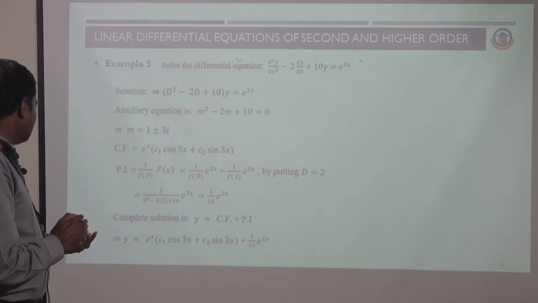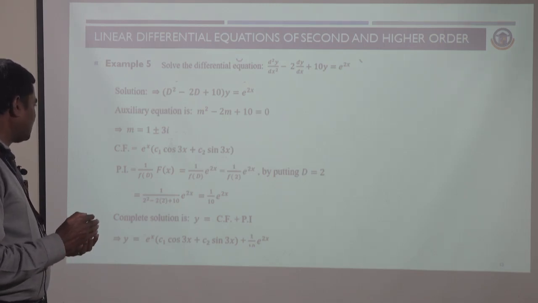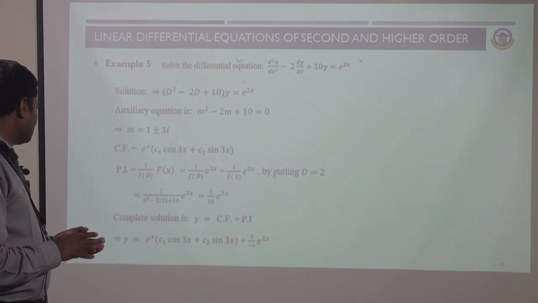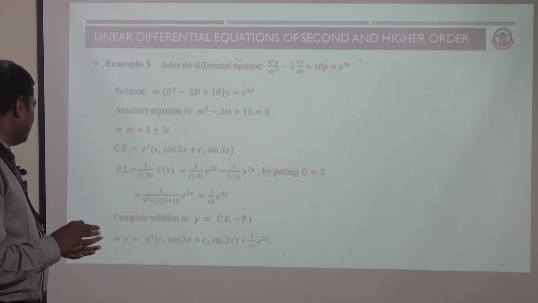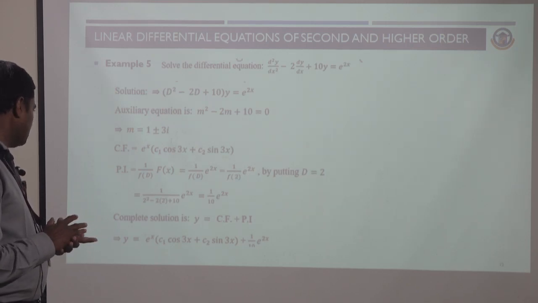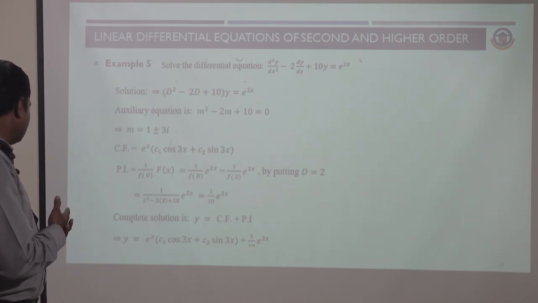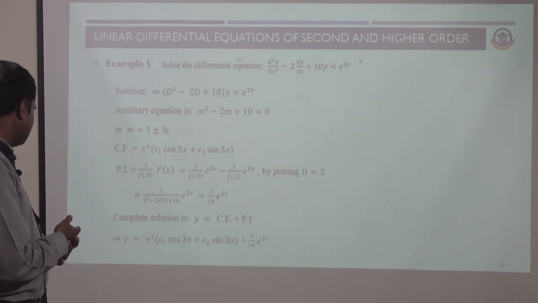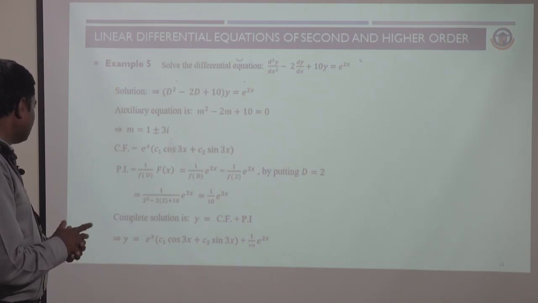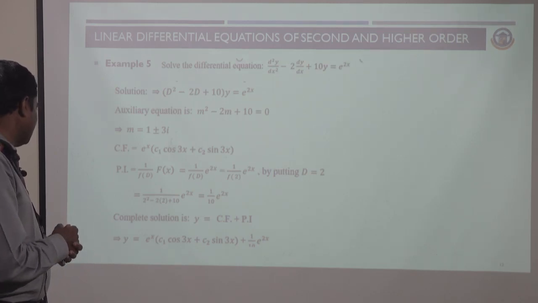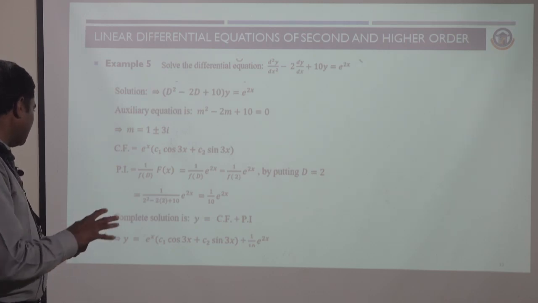First, the auxiliary equation: m square minus 2m plus 10 equal to 0. So m is imaginary, 1 plus or minus 3i. Therefore the complementary function is e power alpha x, where alpha is the real part 1, so e power 1x into c1 cos beta x, where beta is the imaginary part 3, so c1 cos 3x plus c2 sin 3x. This is the complementary function.